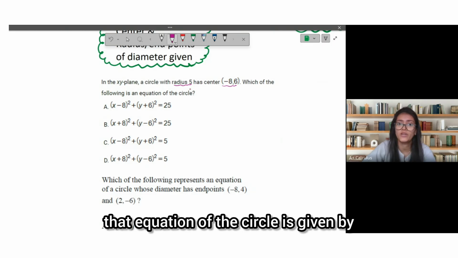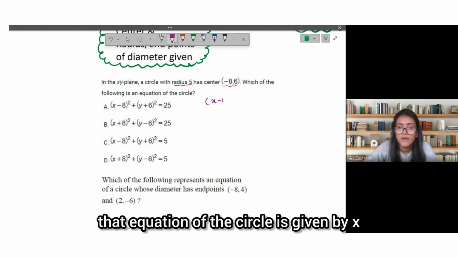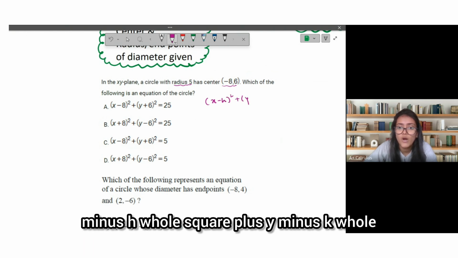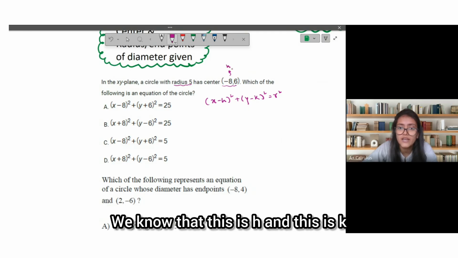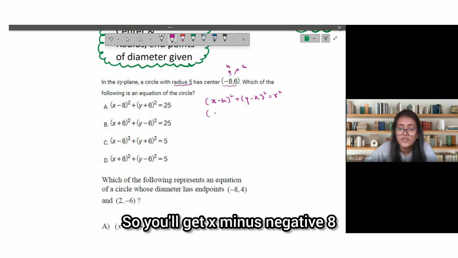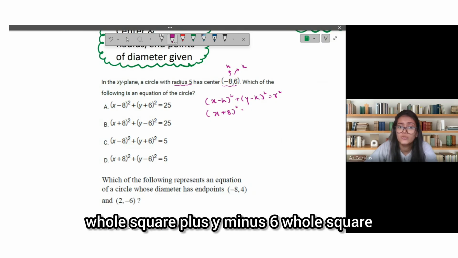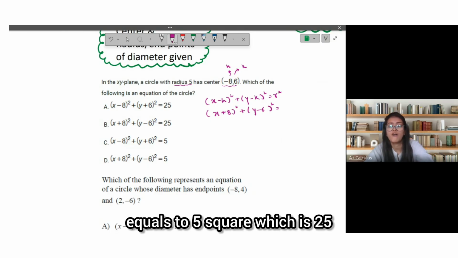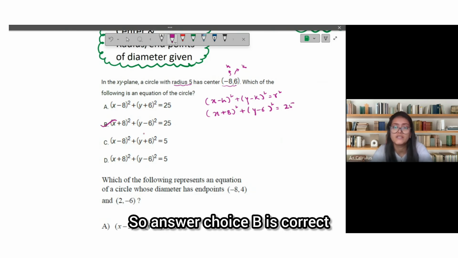You know that equation of the circle is given by (x - h) whole square plus (y - k) whole square equals r square. We know that this is h and this is k. So you'll get x minus -8, so (x + 8) whole square plus (y - 6) whole square equals 5 square, which is 25. So answer choice B is correct.